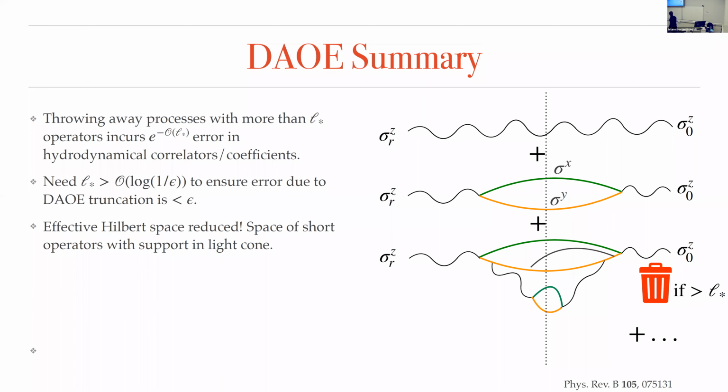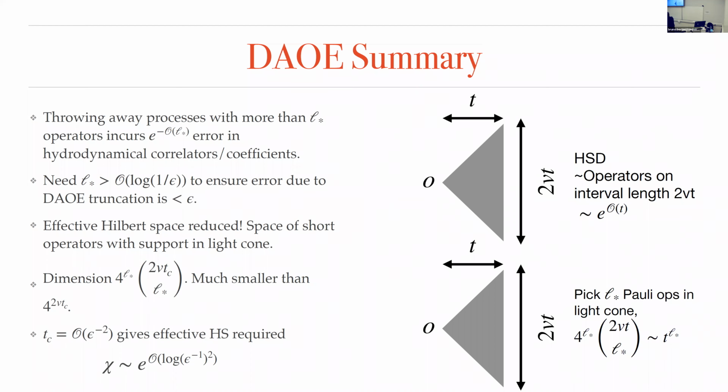Okay, so I'll be a bit more quantitative about that. So let's go back to this picture where we have an operator spreading in a light cone. So in this original picture, we just do Heisenberg time evolution on O. It spreads into some light cone that's of size order T. And as I was saying before, the amount of memory you need to encode this time evolved operator scales exponentially. Okay. Now, let's suppose that instead of doing that, I threw away all operators that were longer than L star. How much memory would I need in order to encode the time evolved operator now?